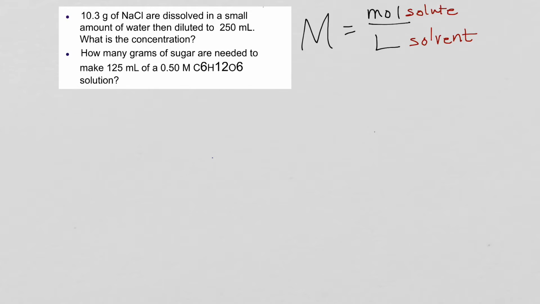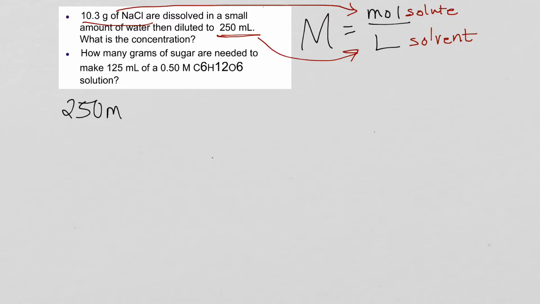Okay, so since it's moles of solute and we're given grams, we're going to have to convert that so we can plug it in, and then we're going to have to convert the milliliters into liters and plug it in. So we'll do that first. 250 milliliters is the same as 0.25 liters. Notice that this 0 is a placeholder, so it's dropped off.